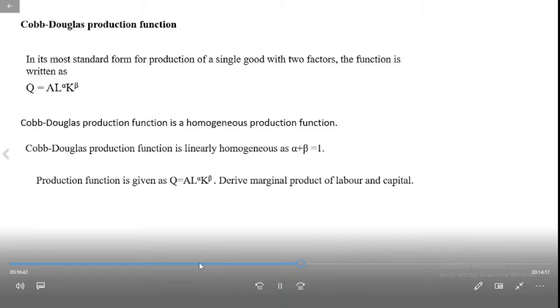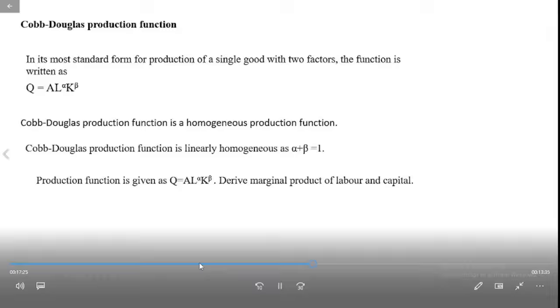Then the last topic in this chapter, or in the topic production, is the Cobb-Douglas production function. So you know what a production function is, and the Cobb-Douglas production function is widely used to represent the technological relationship. So production function is the technological relationship between inputs and output, and the Cobb-Douglas production function is used to show the relationship between the amounts of 2 inputs, that is mainly labor and capital, and its relation with the output.